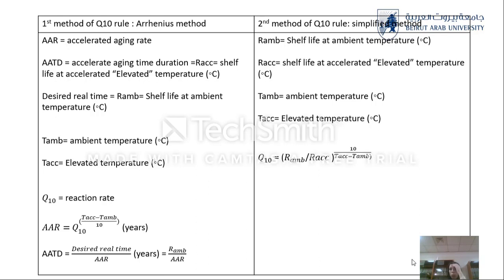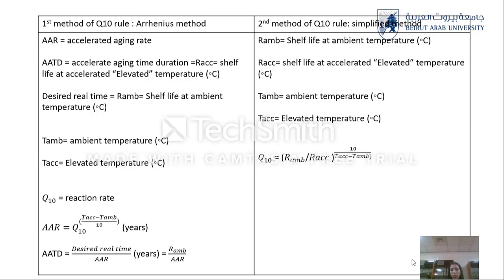Q10 by default should be number 2, because if I say that an increase of 10 degrees Celsius will double the rate of reaction, then Q10 is a factor of 2. So what do we take into consideration? As per the Arrhenius method, we need to take into consideration the accelerated aging rate. The accelerated aging rate is the shelf life in the accelerator. We have the AATD, the accelerated aging time duration, okay? We have the desired real time, the shelf life at ambient temperature. We have T ambient, the ambient temperature, and T accelerated, the elevated temperature, okay?